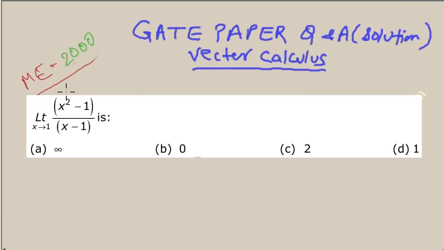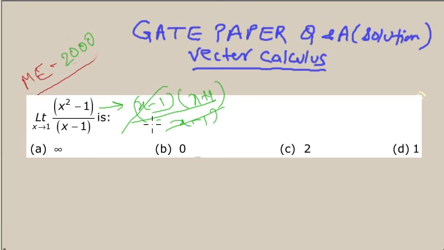This is a year 2000 question, the limit of this. You can write x square minus 1 as x minus 1 into x plus 1, so divided by x minus 1, you cancel it and you will get x plus 1. Put x equal to 1, this is 2, so the answer is 2.